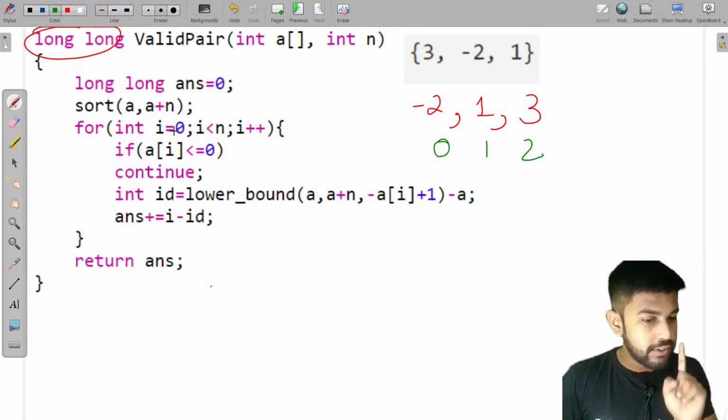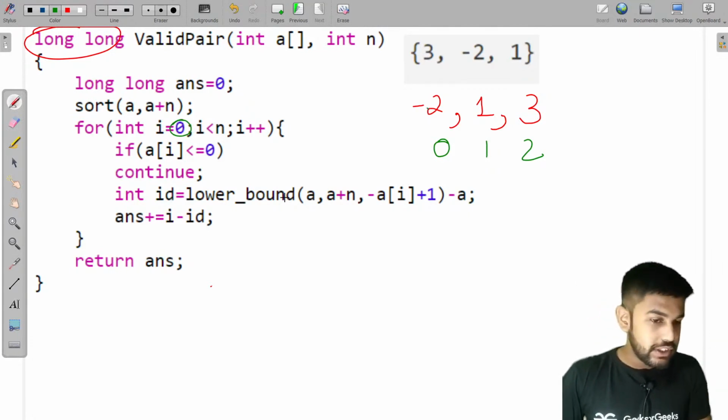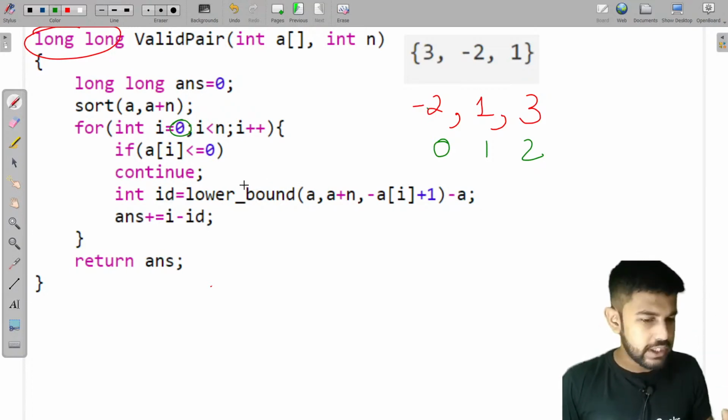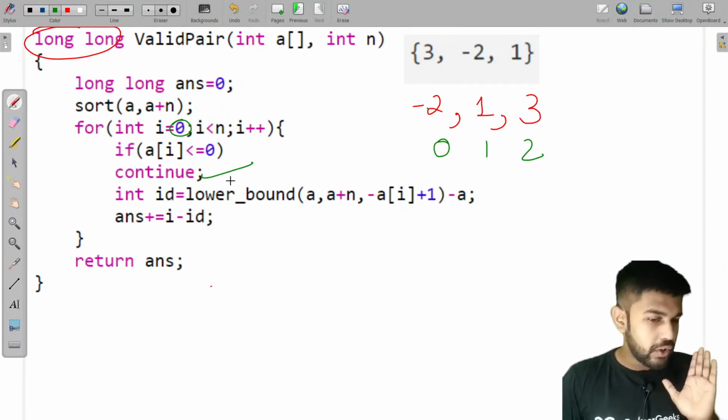Next we would start from the first index, that is 0. So we are at this index. If a[i] is less than or equal to 0, we would simply ignore that. We won't come down. Why? Because there is a continue statement. So we would ignore this.